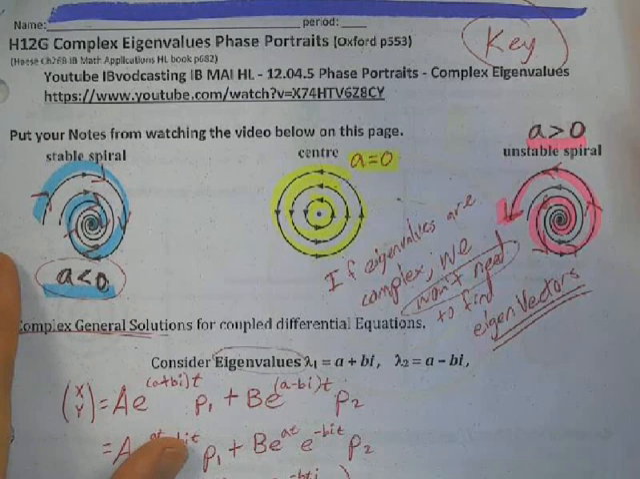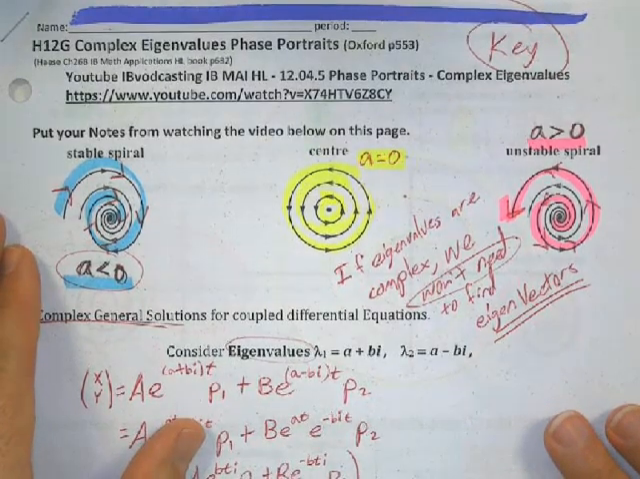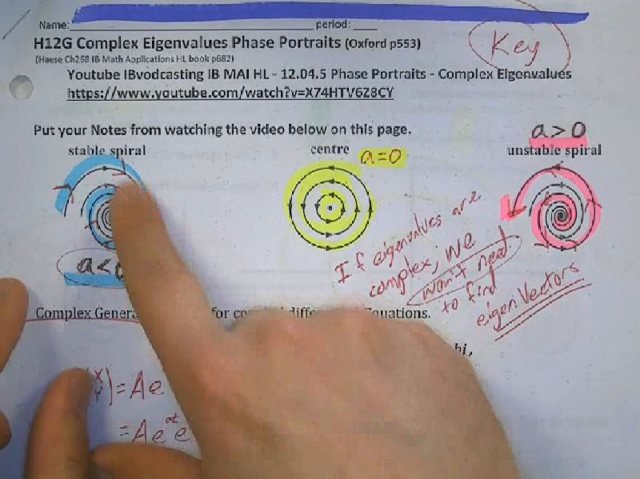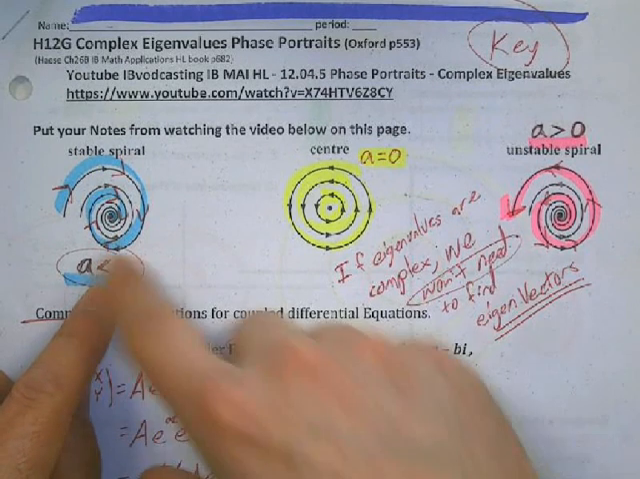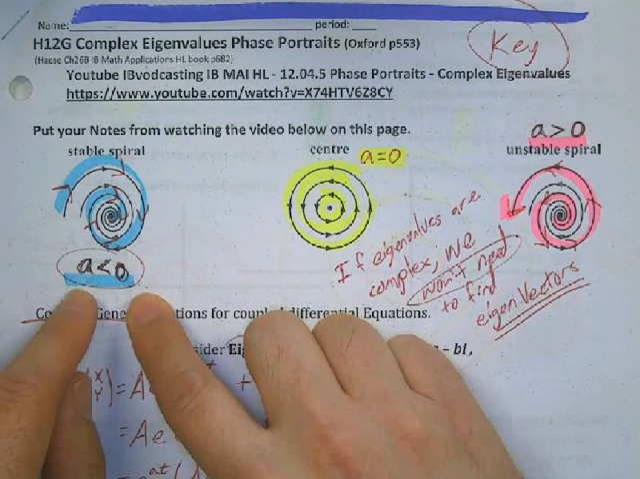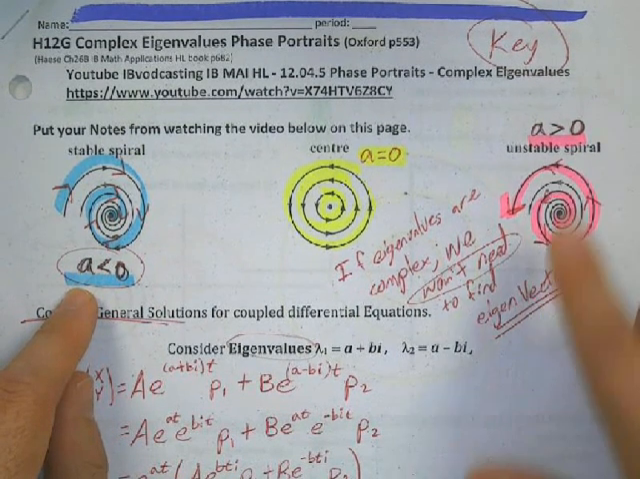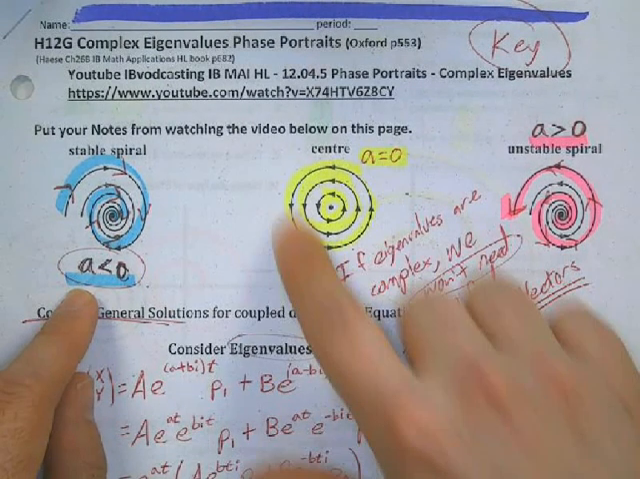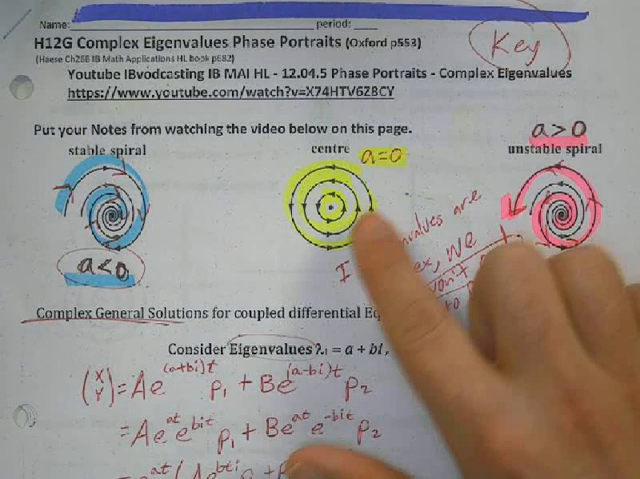For the whole key here that I'm going to go over now, I'm using color coding. So for the spirals, the stable spirals where A is less than 0, I'm using blue. For the unstable spirals where A is greater than 0, I'm using red. And for when A equals 0 for the central circles and ellipses, I'm using yellow.